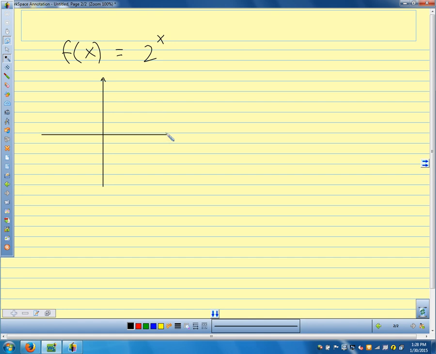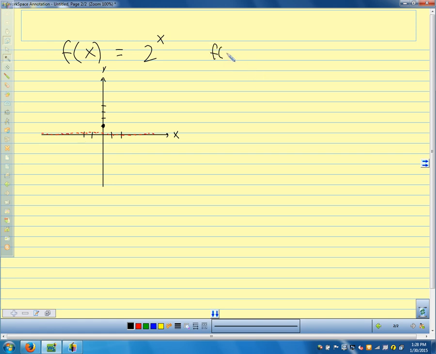So we'll make a little sketch here. So we have a horizontal asymptote. We always have a horizontal asymptote if it's unshifted at y equals 0. Our graph is always going to go through, if it's unshifted, the point 0, 1. And then to get the shape, we'll plug in some other numbers.